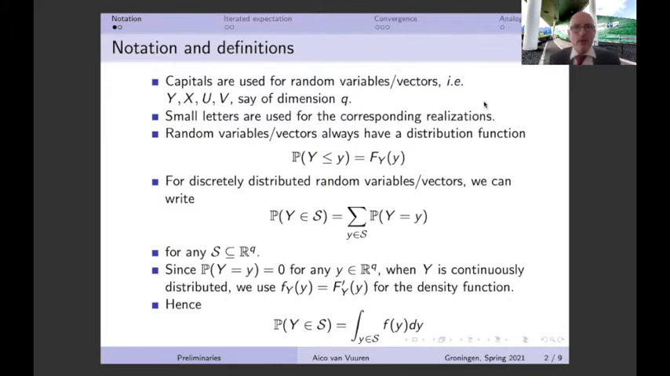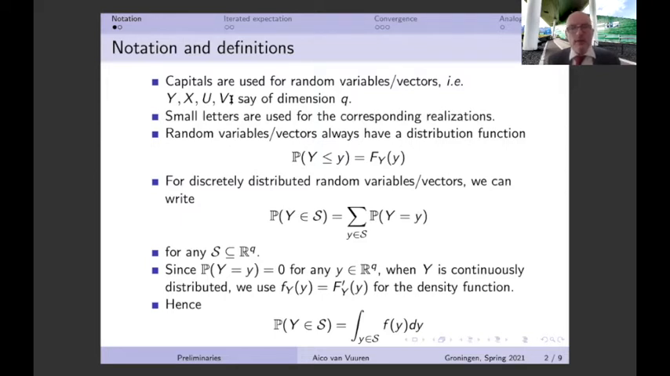I'm going to use capitals for random variables, but I'm going to do exactly the same with respect to vectors. So what I'm not going to do is use some kind of bold letters that will indicate that we have vectors instead of random variables. I will always use exactly the same notation, and that means that I'm going to use capitals. So for example, Y, X, U, and V are all going to be random variables or vectors.